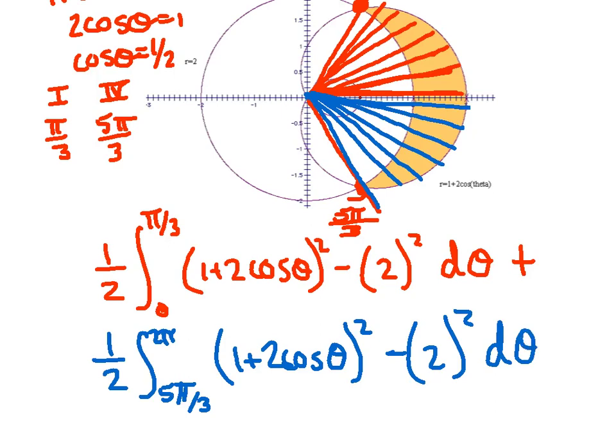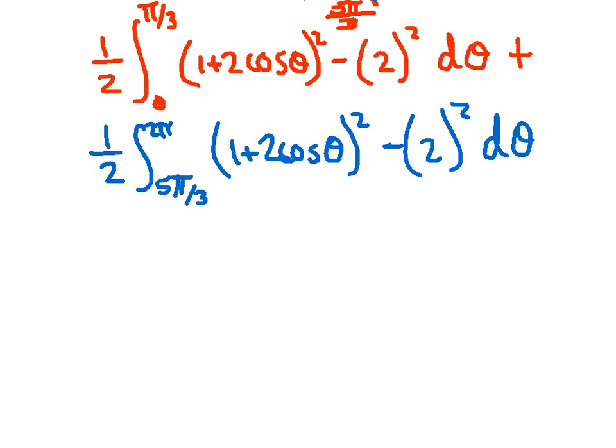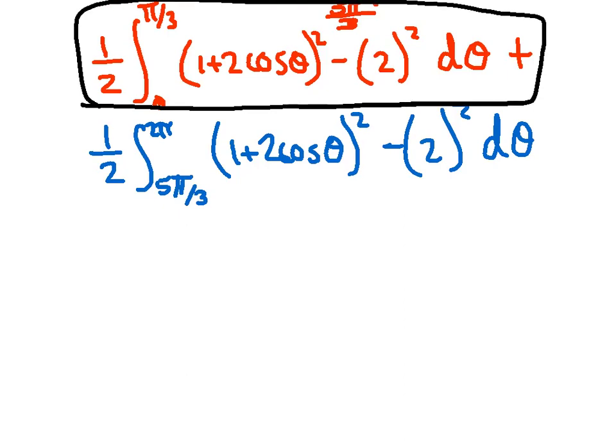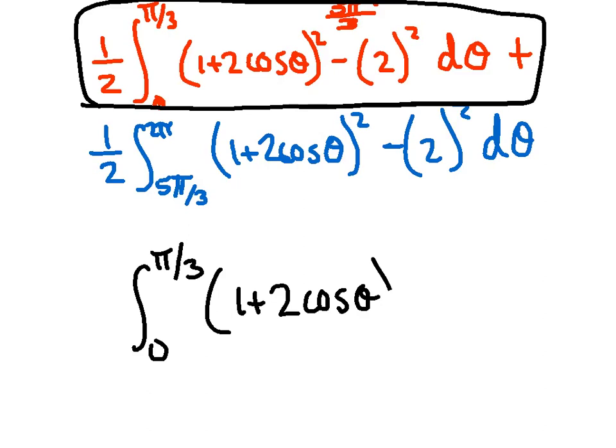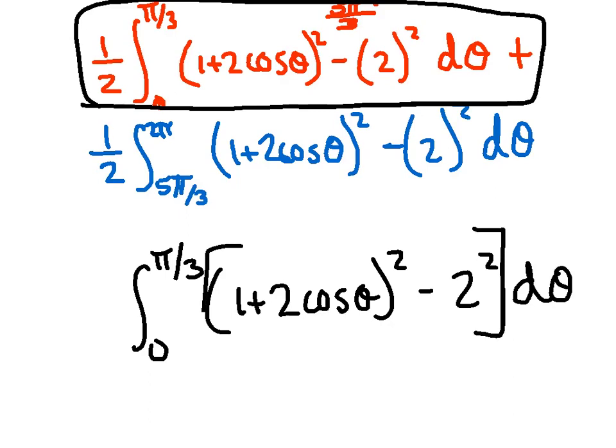Okay? Now, obviously, we could be a little more efficient and combine these two integrals into one integral. In fact, you could take either one of these and simply double it. And that's what I'm going to recommend that you get in the habit of doing. So I'm going to take that red one right here. I'm going to steal that one. And if I double it, I'm going to say 0 to pi over 3, (1 plus 2 cosine theta) squared minus 2 squared. Oh my goodness. So there it is. That one integral would give you the total combined area of that crescent-shaped moon.